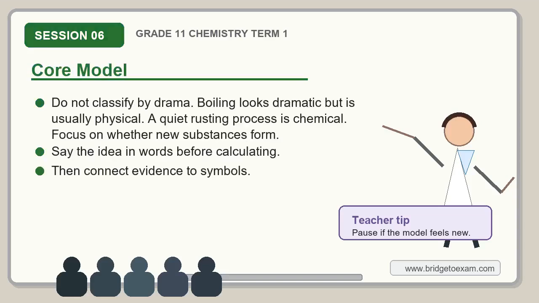The core model is this. Do not classify by drama. Boiling looks dramatic, but is usually physical. A quiet rusting process is chemical. Focus on whether new substances form. Do not rush to an answer. Build the model first. Then let the model guide the calculation or explanation.